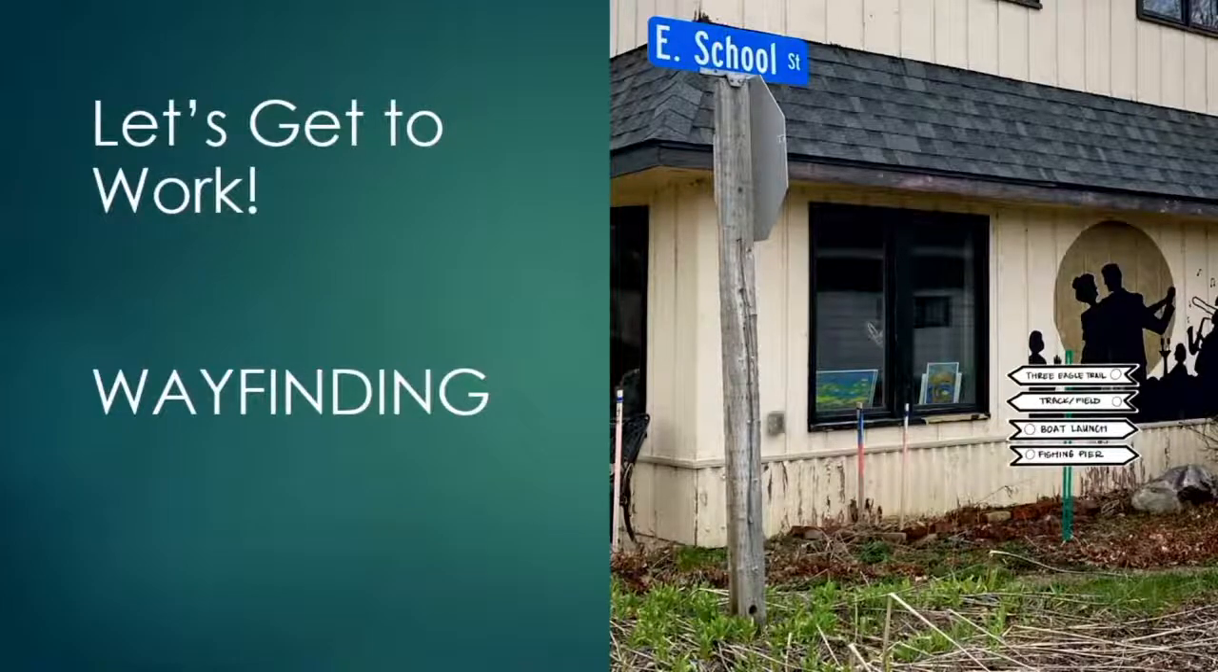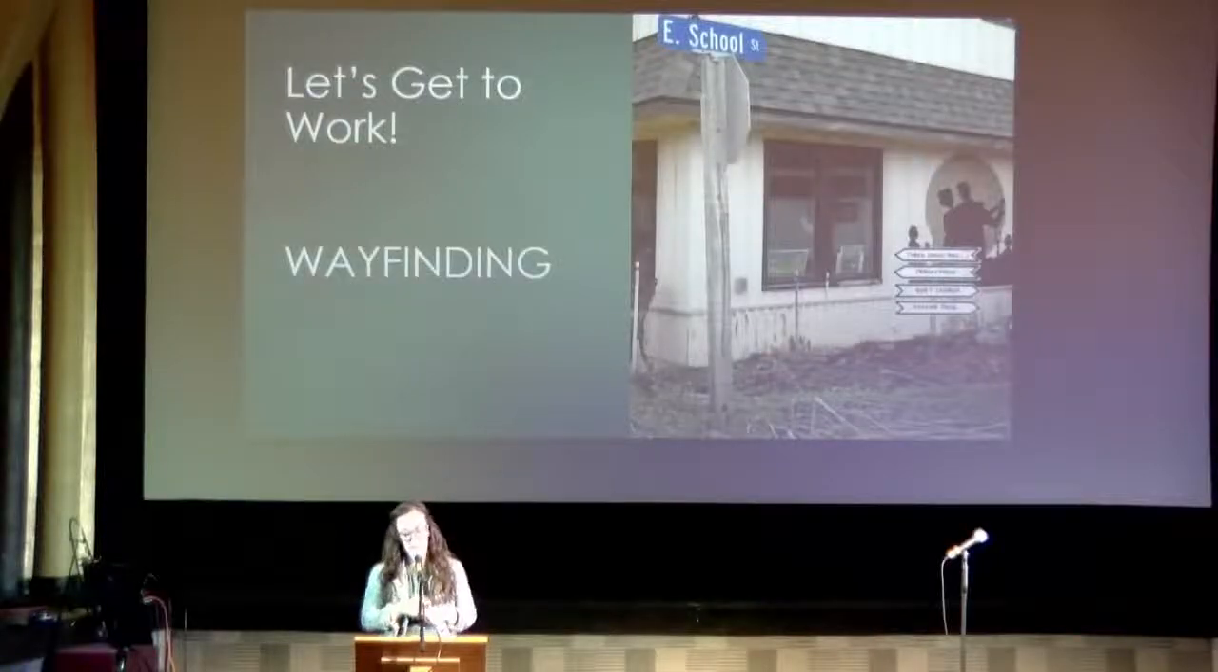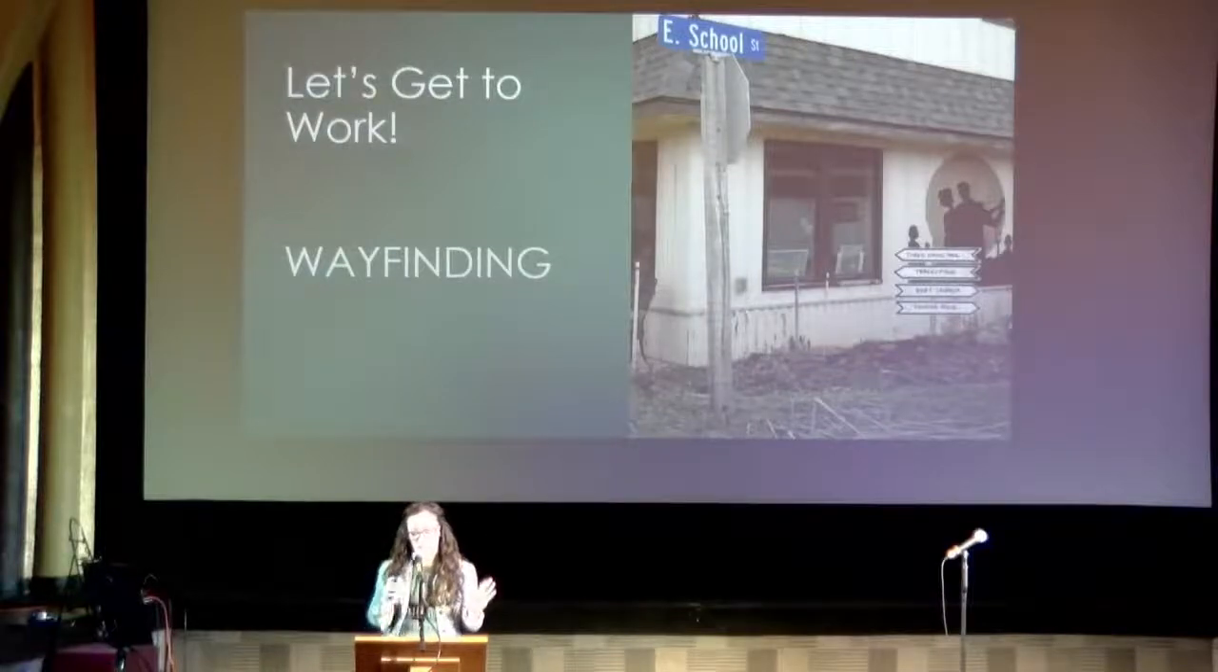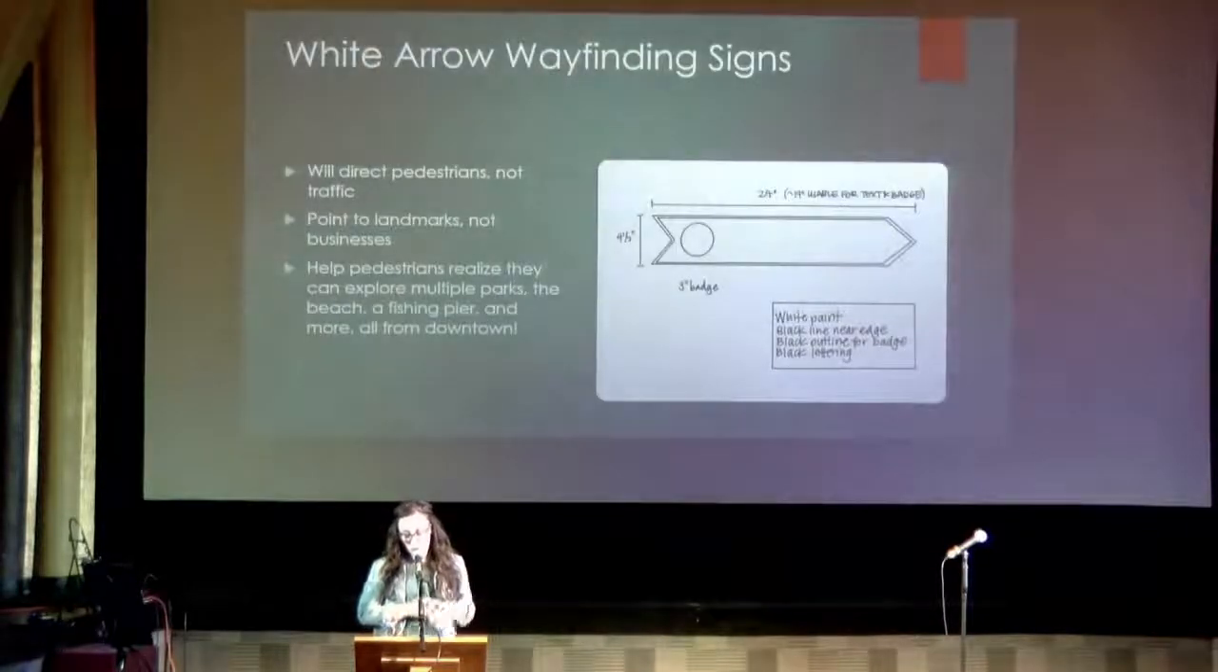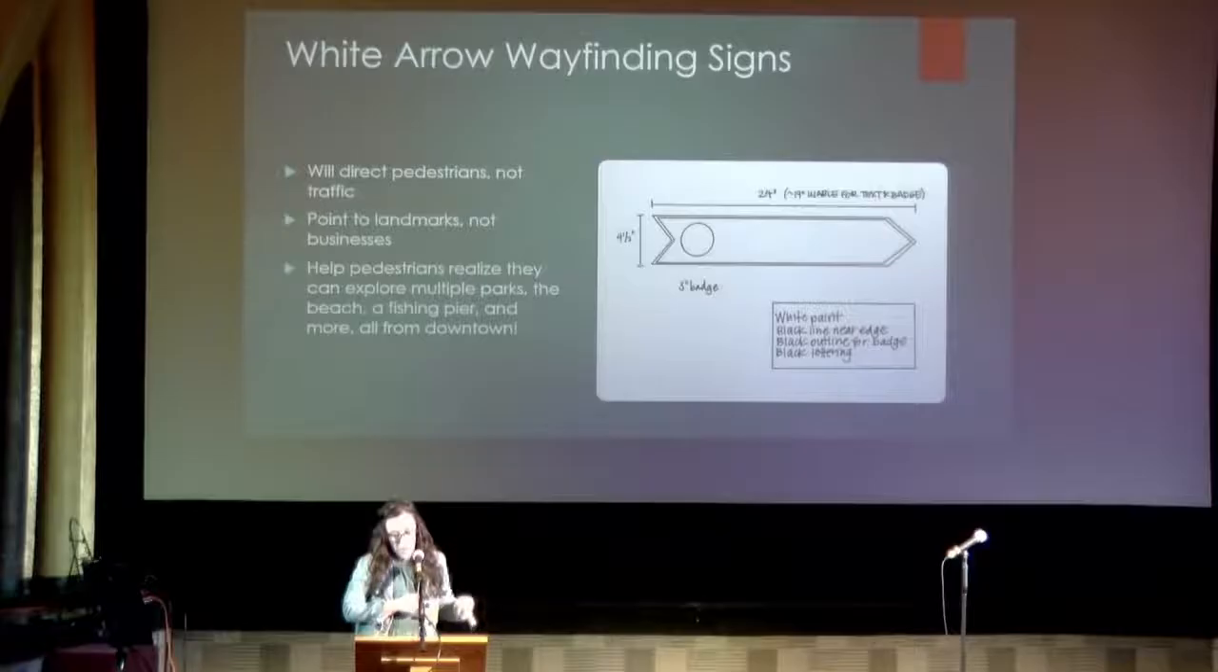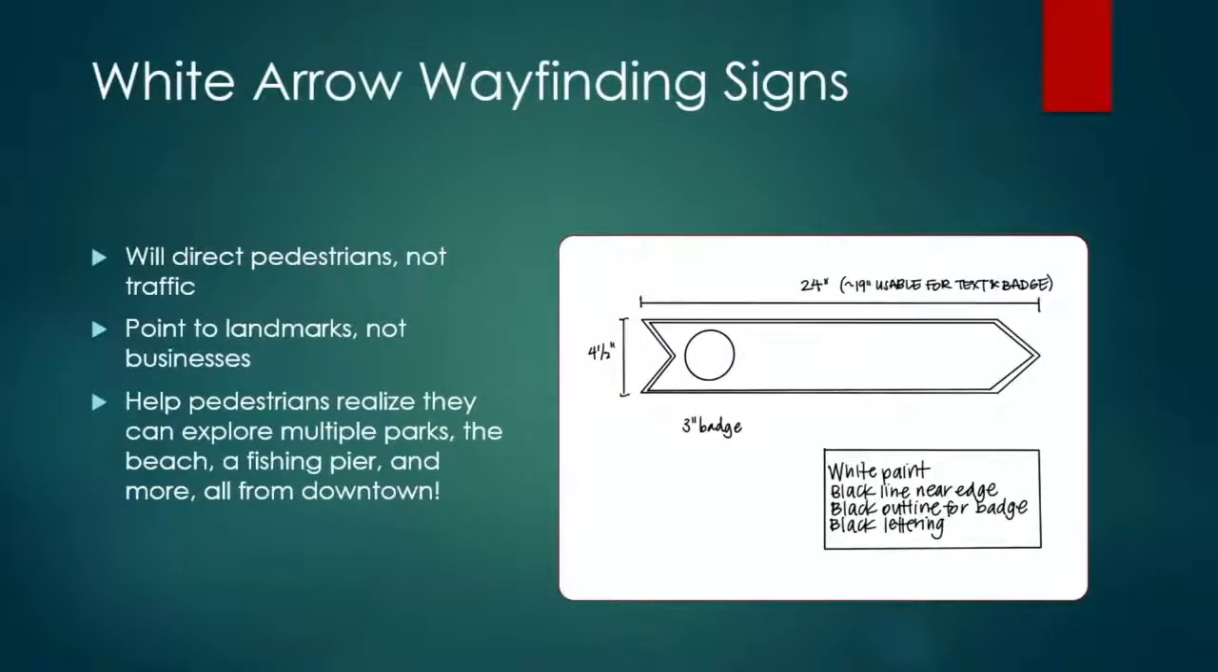For the starting point this summer, our goal is to have those in 4 places around downtown. They will be starting down at the Chamber, one here at the Center for the Arts, another one at West School Street, and down near the hardware store. So the goal for these signs is to direct pedestrians. We're not interested in directing traffic.